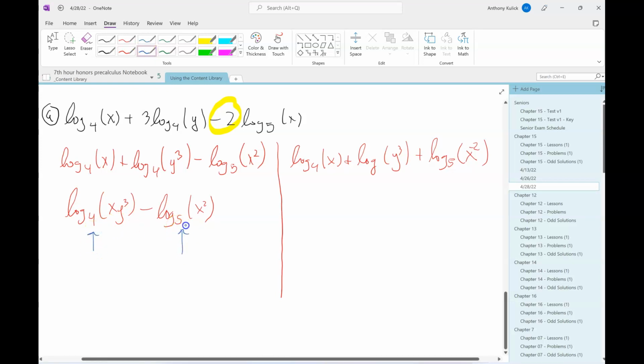The bases of the logarithms are not the same. You'll notice that both the quotient and product properties require the bases to be the same. So this is actually as far as we can go on this one. We'd be stopping right there. The fourth property, the change of base, would not help us here.